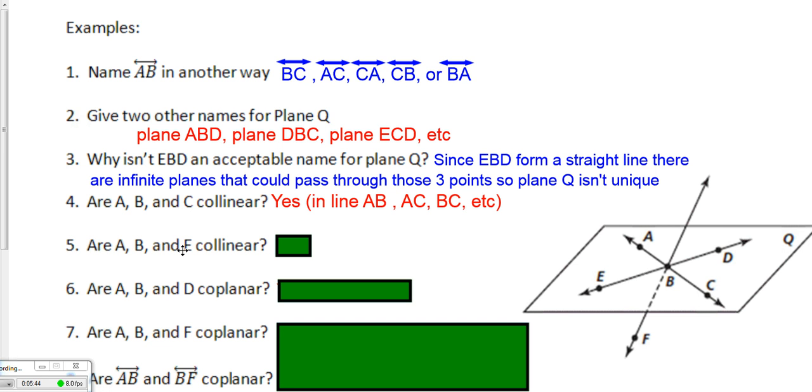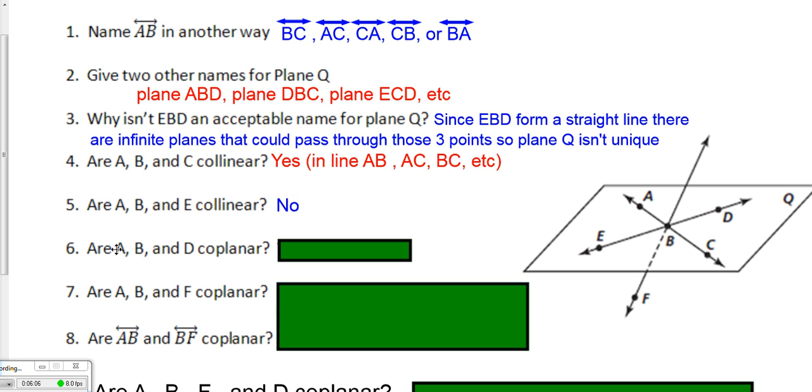Are A, B, and E collinear? A, B, and E. Now again, collinear means, is it possible to draw one straight line through those three? No, it is not. A, B, and E, they're all on the same flat surface. They're all in the same plane, plane Q, but they're not on the same straight line. So these are not collinear.